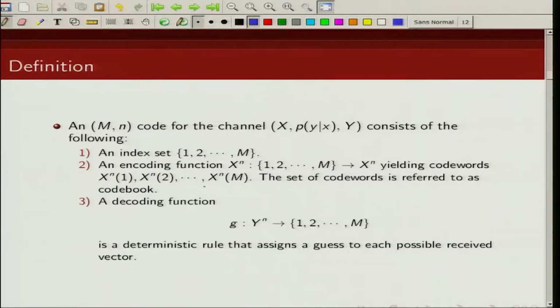Now, once you send these X^n's, at the channel output, at the input to the receiver, you will receive Y^n. Once you receive Y^n, you need to find out which of these M messages was transmitted. So, decoding is essentially the inverse operation. It is a deterministic rule that assigns a guess to each possible received vector. n is the length of the code word, and M is the number of code words that we have.